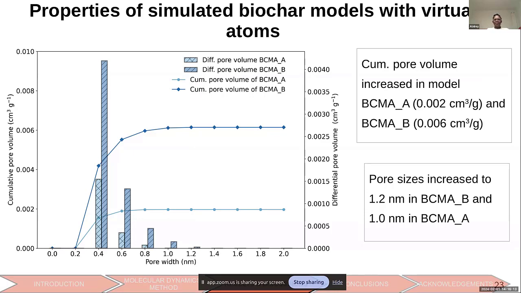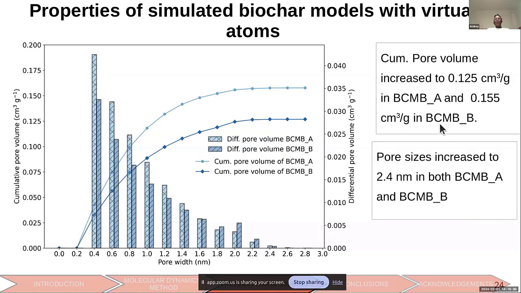You can see that the ones with B have greater pores than those of A, which is also a form of control by choosing the size of the virtual atom. You can clearly see the pore volume has increased more than in the previous two Biochar models, and we can see the pore sizes as well, which is a good indication for us. This is also the same for the Biochar model B.